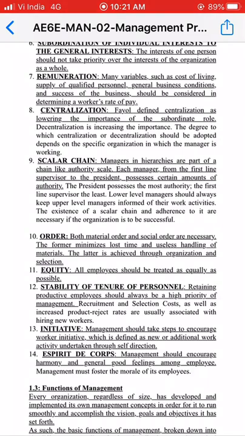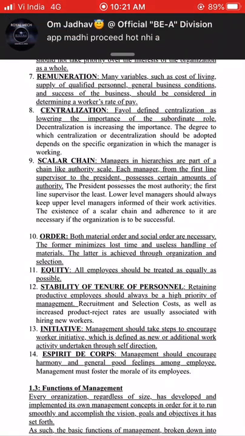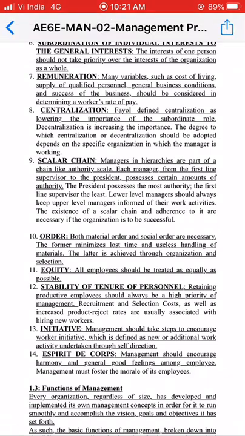Next one is what? The ninth principle is what? Scalar chain. Okay, managers are part of a chain like an authority scale, and each manager from the first line supervisor to the president possesses certain amounts of authority. So as we know, there are levels of management. In first level management, as we know, there are supervisors, and then various quality managers and supervisors are there.